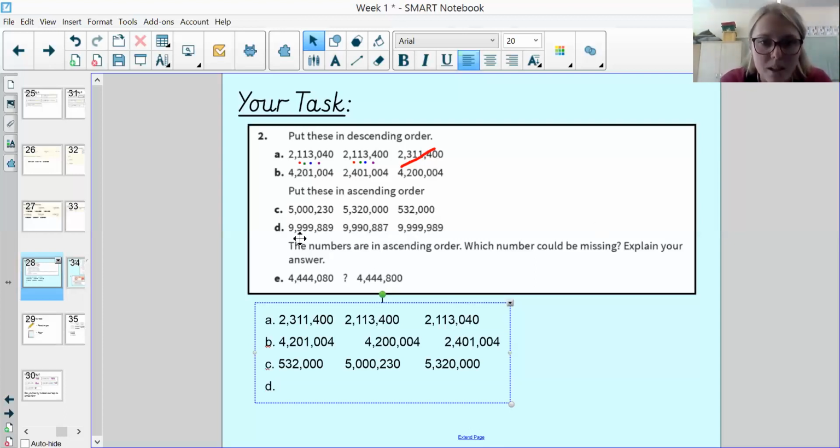Okay. Question D, again ascending order, so we're going from smallest to biggest. The smallest number here would be the middle one because we've got no thousands, but these have both got 9,000. So 9,990,887. Then it would be 9,999,889, and the largest number would be 9,999,989 because the hundreds is larger on this one than this one.